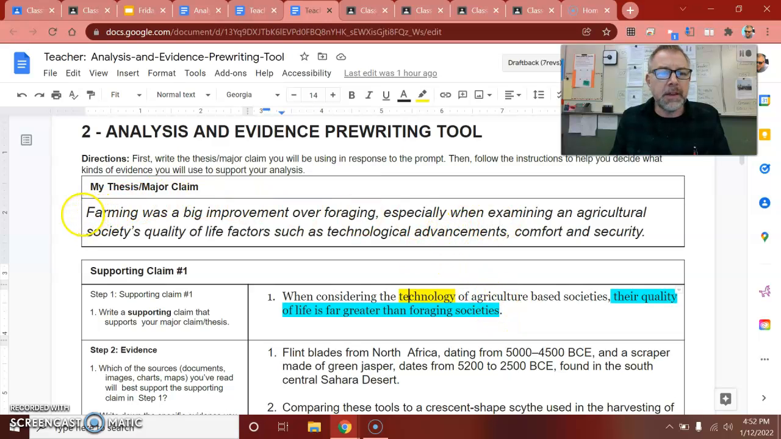So my goal is to show that farming was a big improvement over foraging, especially when looking at quality of life factors. And for this paragraph, I am focusing on technology. But when I say that, I also want to refer back to my thesis and my major claim. I want to make clear that I'm proving that farming was a big improvement over foraging. So the part in blue is where I'm reminding the reader that by talking about technology, I'm proving my major claim.